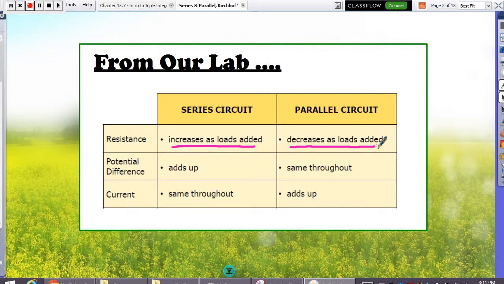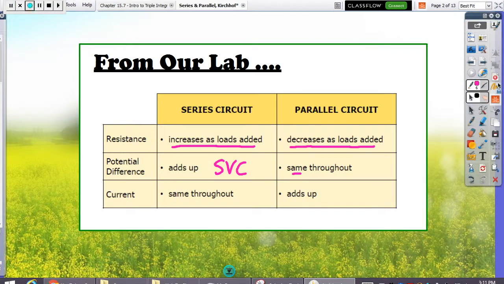Similarly, for a series circuit, we found that the potential differences added up, and this was kind of similar to that loop law, but in a series circuit, current is the same everywhere. So sometimes this is called SVC, series voltage changes. So the voltages are different, but for parallel circuits, they're the same. And it's kind of the mirror image for a series circuit. So series has constant current, and parallel, those branch currents add up by the junction law.